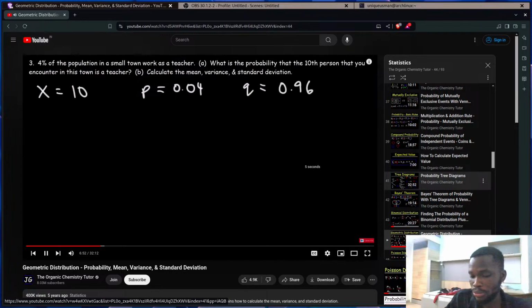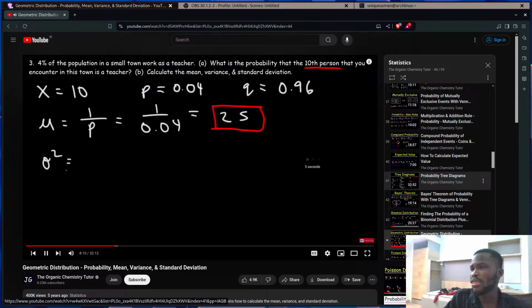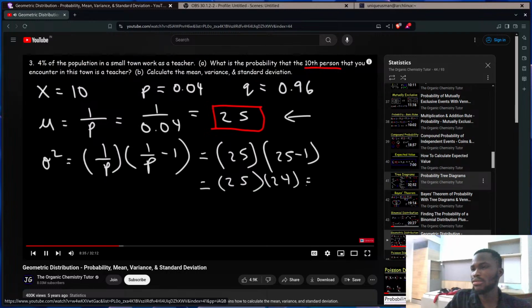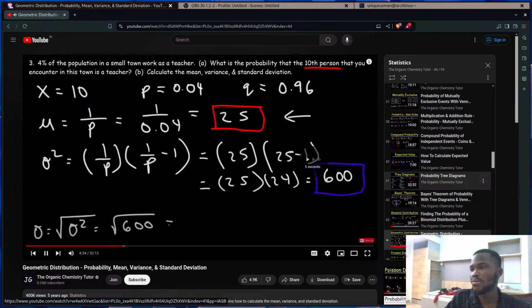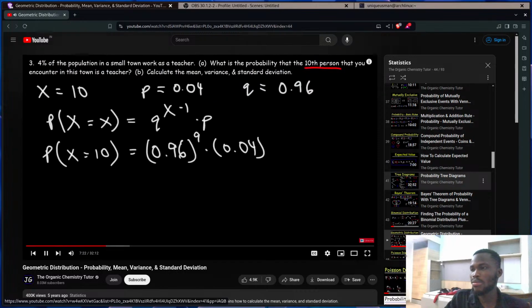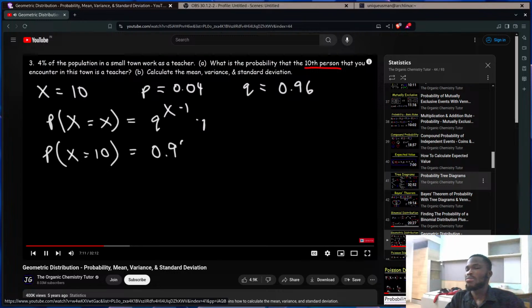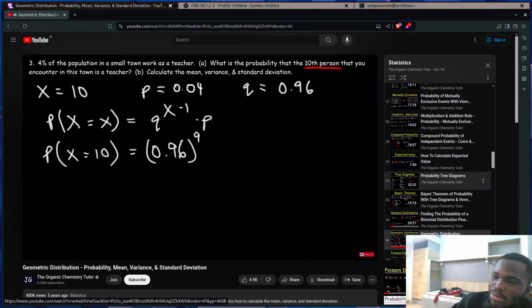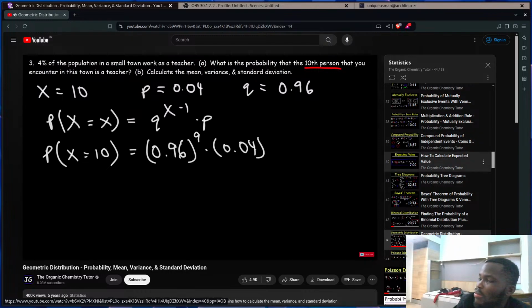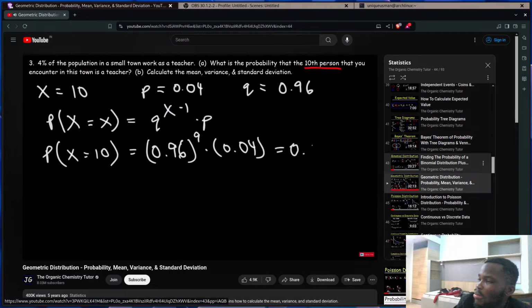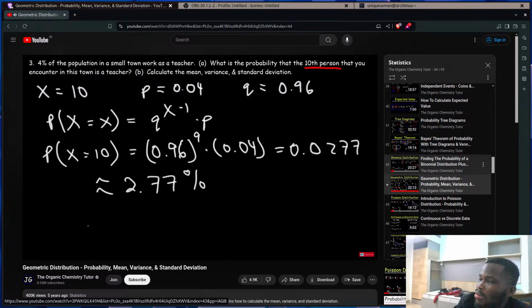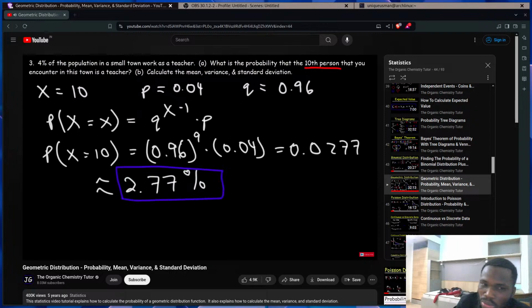That means 96% of the population are not teachers. So the 10th person is going to be a teacher. 10 minus 1 is 9, and P is 0.04. So that's 0.96 raised to the 9th power times 0.04. So this is equal to 0.0277. So there's approximately a 2.77% chance that the 10th person that you encounter in this town is going to be a teacher.